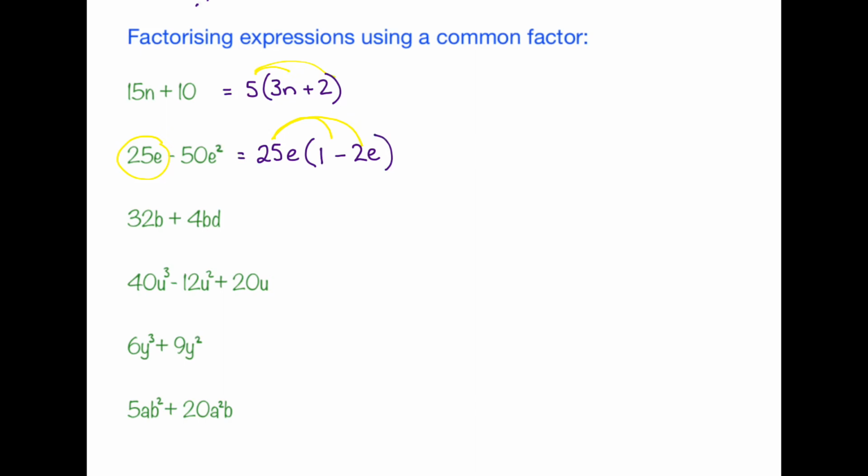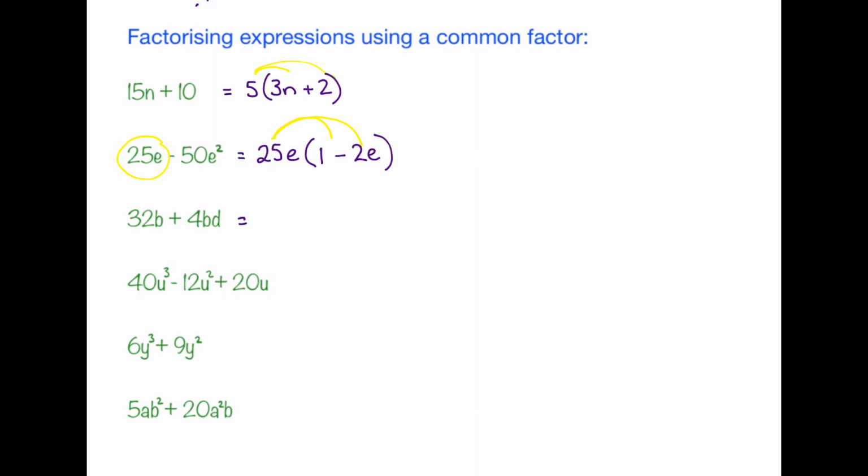So if we just have a look at that, 25e times 1 is 25e. 25e times negative 2e will give us negative 50e squared. So that's what we needed. Okay, moving on. Next one.